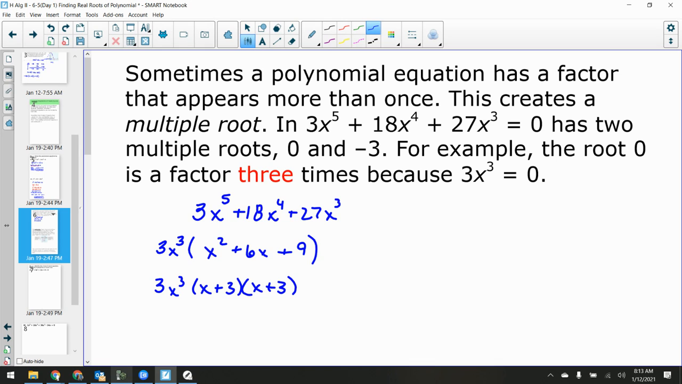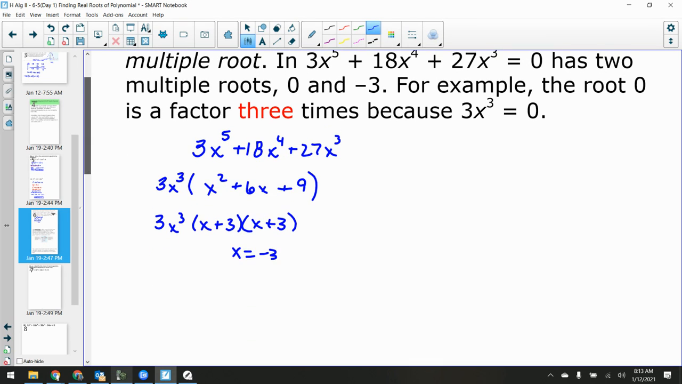Some quick factoring now, if I factor that down, I see that I've got an x equals negative 3 twice. It shows up twice. So that's what's called a multiple root. When the factor is present twice, it's a double root. When it's there 3 times, it's a triple root. It can have a lot of different ones. It could be an infinite amount of roots. I don't know. That seems weird.